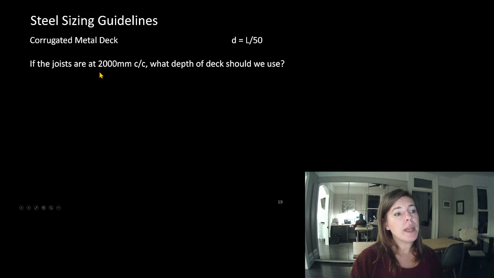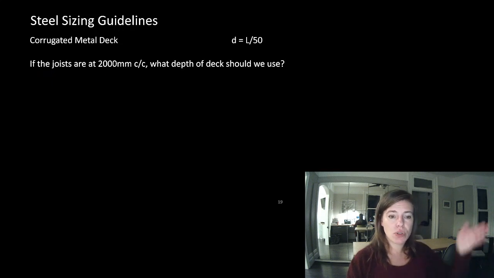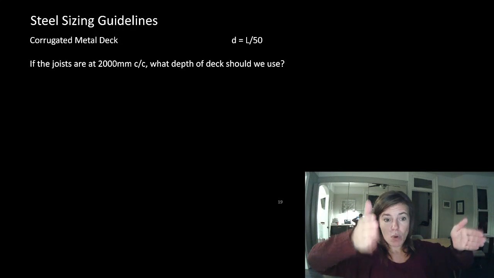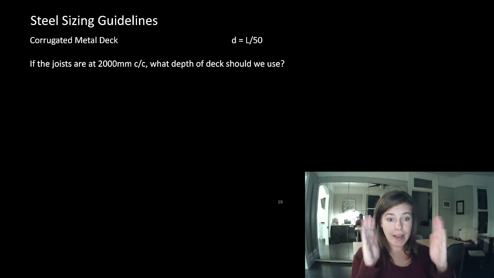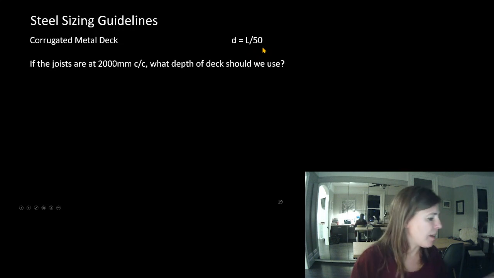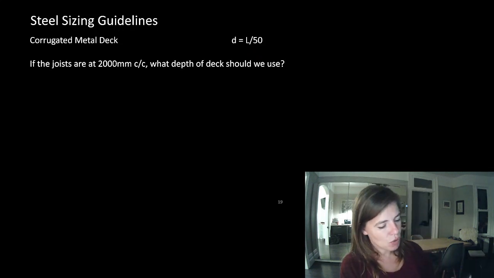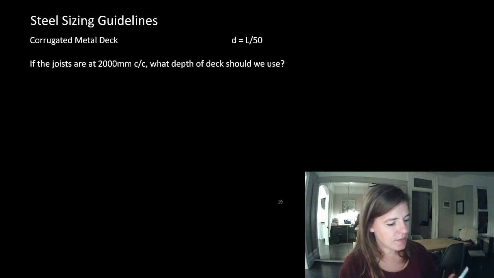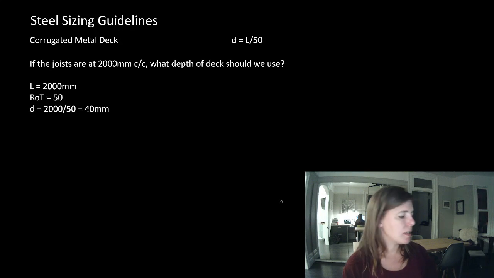Okay, if we have joists that are 2 meters on center, so there's 2,000 millimeters between each joist, or if we were talking about the paper as the metal deck, how far apart my hands are. What depth of deck should we use? How deep does our deck need to be? Well, we know its length is 2 meters. Our sizing guideline is 50, it's not a unit, it's just 50. 2,000 divided by 50 gives us 40 millimeters. Okay.